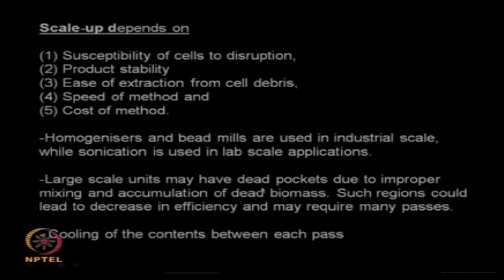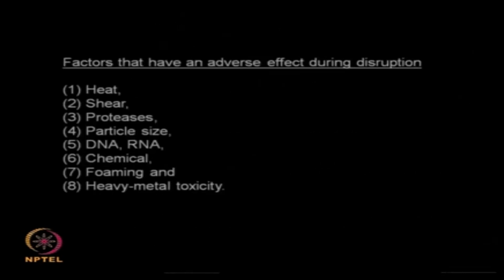Large scale units will have dead pockets because of improper mixing and accumulation of dead biomass, so they are very inefficient, and you may have to recycle the whole material again to do a better job. So large scale units have this type of problem. Cooling is also an issue we need to consider in large scale application. I need to cool after every pass because the temperature rise is high, and because of the temperature rise you may have deactivation taking place. So you need to consider these factors when you are looking at disruption of cells.